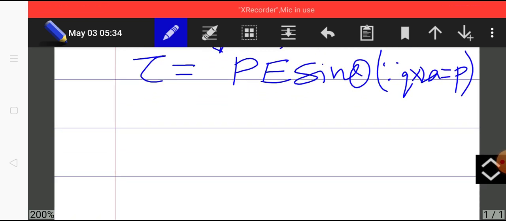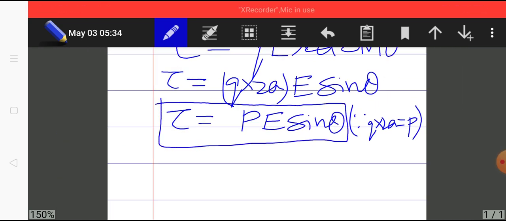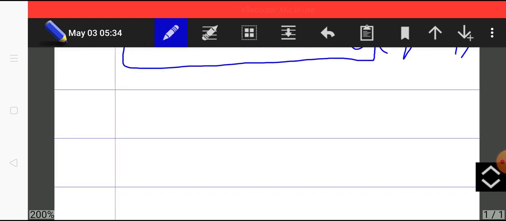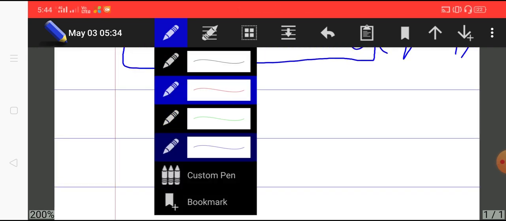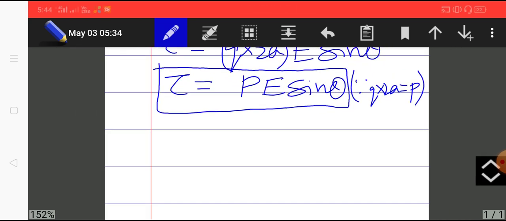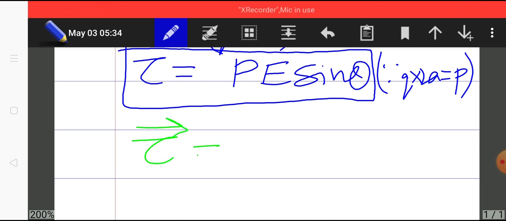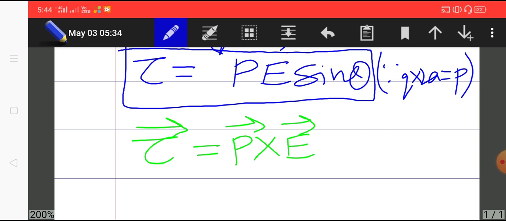Okay, one more step. This is your equation for the magnitude of the torque, and if you want to write it in vector form, let me change the color for it. Okay, let us write it with green. So for writing it in vector form, you can write torque vector is equal to p cross E, and we all know that A cross B is AB sine theta, so p cross E is going to be pE sine theta. So this is your relation for torque in vector form.